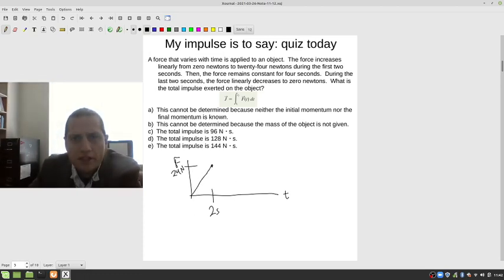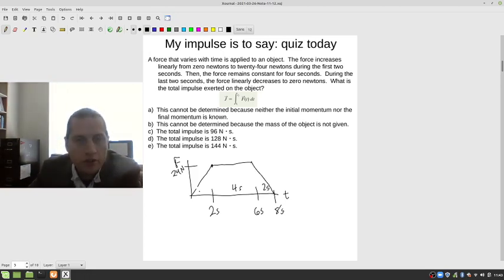Then the force remains constant for 4 seconds. So there's 6 seconds. This is a span of 4 seconds, 2 seconds. And it just stays flat. Then, okay, during the last 2 seconds, the force linearly decreases to 0 newtons. Okay, so that's 8 seconds. That's another 2 seconds.